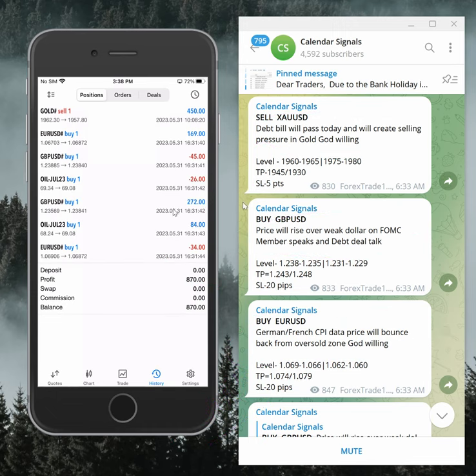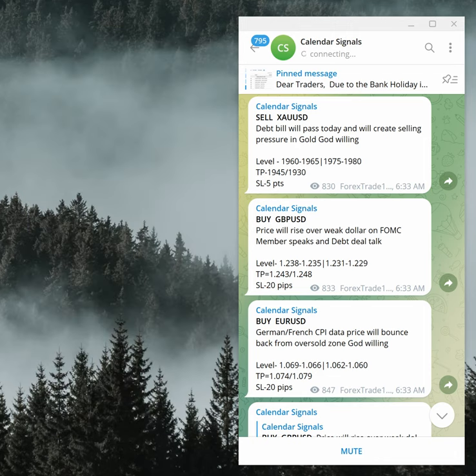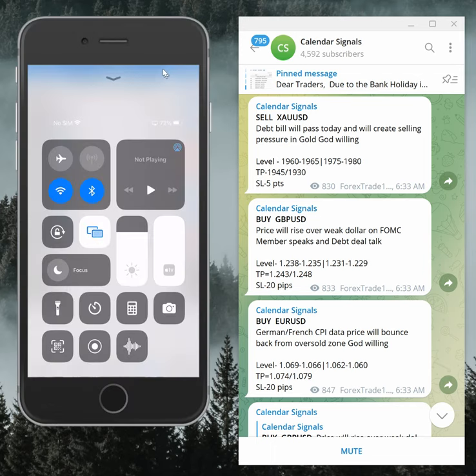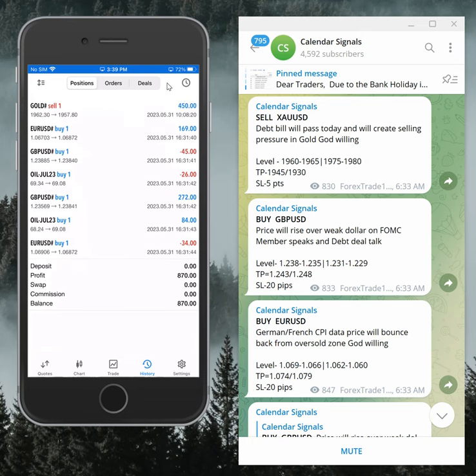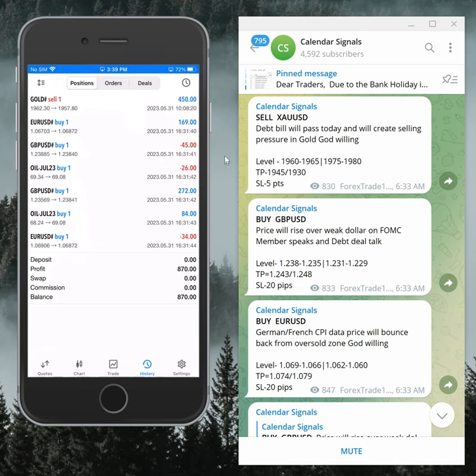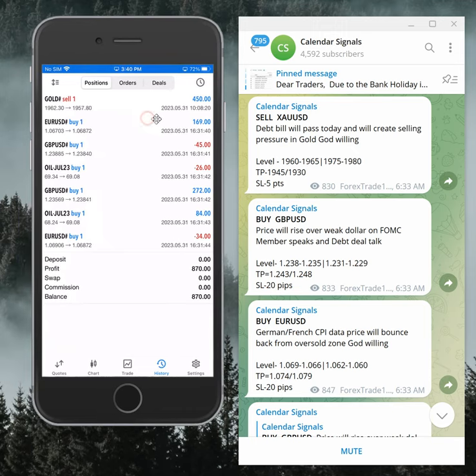And here on the left hand side, the mobile terminal is connected. And you can see today's date, 31st May. Yeah, it's connected again. Today's date, 31st May. You can see the date here, 31st May.